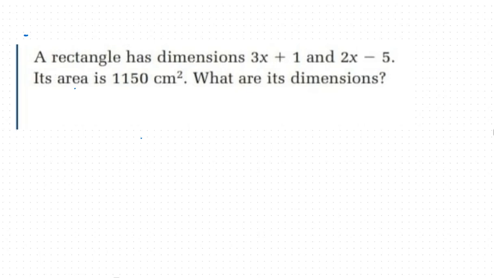Length times width. So what is length and what is width? 3x plus 1 is the length and 2x minus 5 is the width. And whatever it is, you know that we have to multiply them. Correct? Length into width. Yeah. This value should be equal to 1,150.